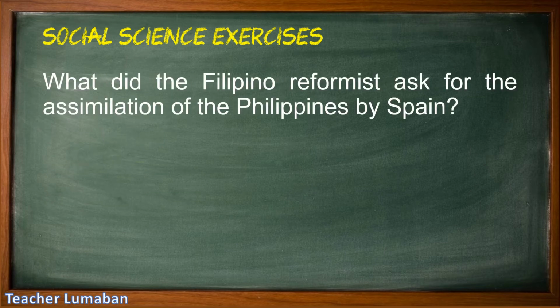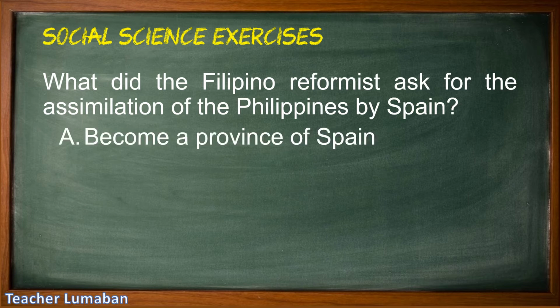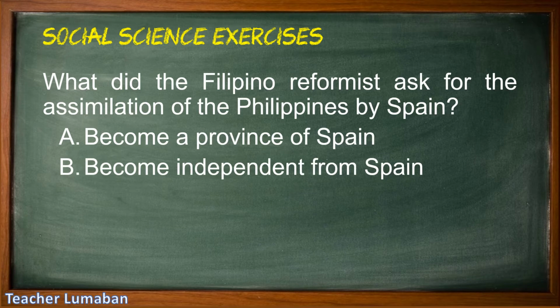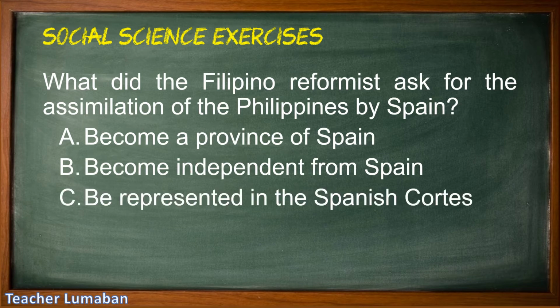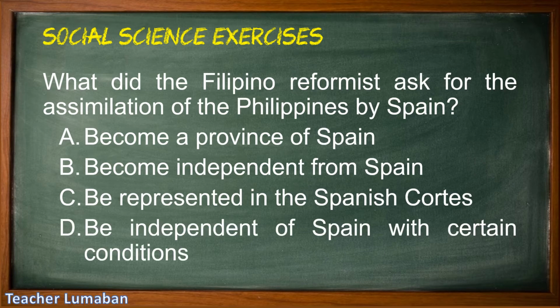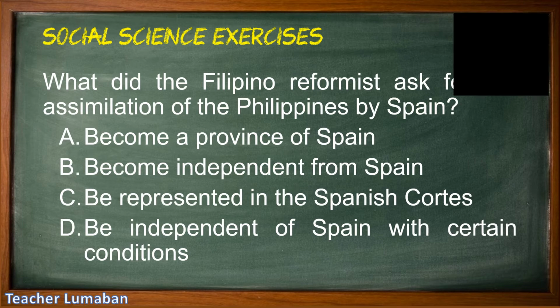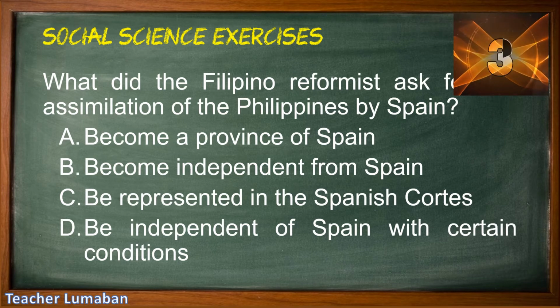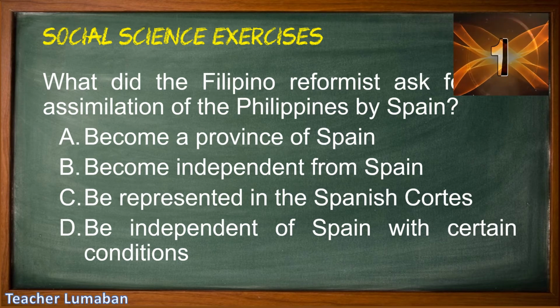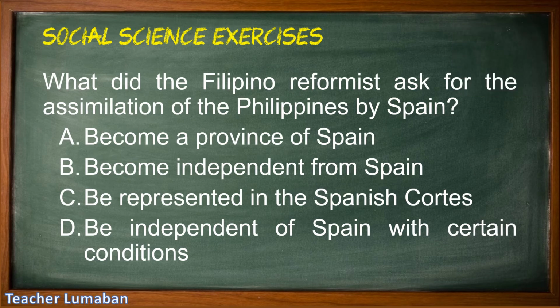What did the Filipino reformists ask for the assimilation of the Philippines by Spain? Letter A, become a province of Spain. Letter B, become independent from Spain. Letter C, be represented in the Spanish Cortes. Letter D, be independent of Spain with certain conditions. Please choose the suitable answer to the following choices in 5 seconds. 5, 4, 3, 2, 1. The correct answer is letter A.